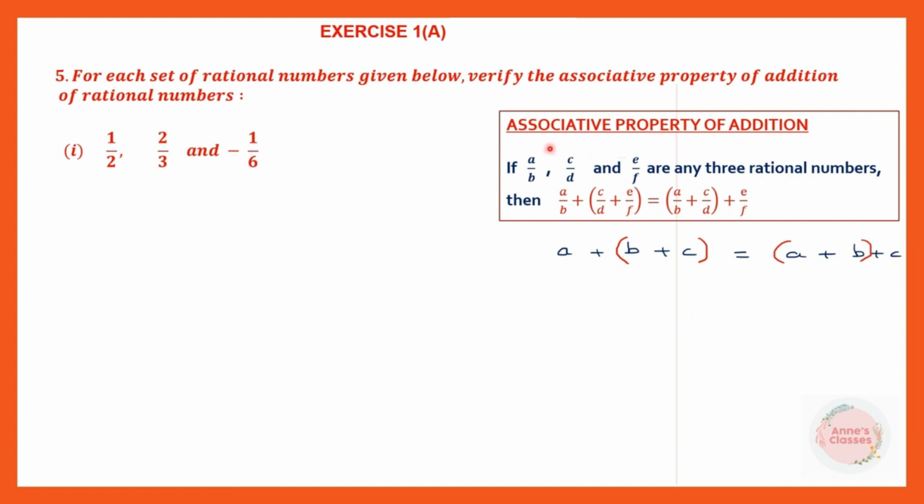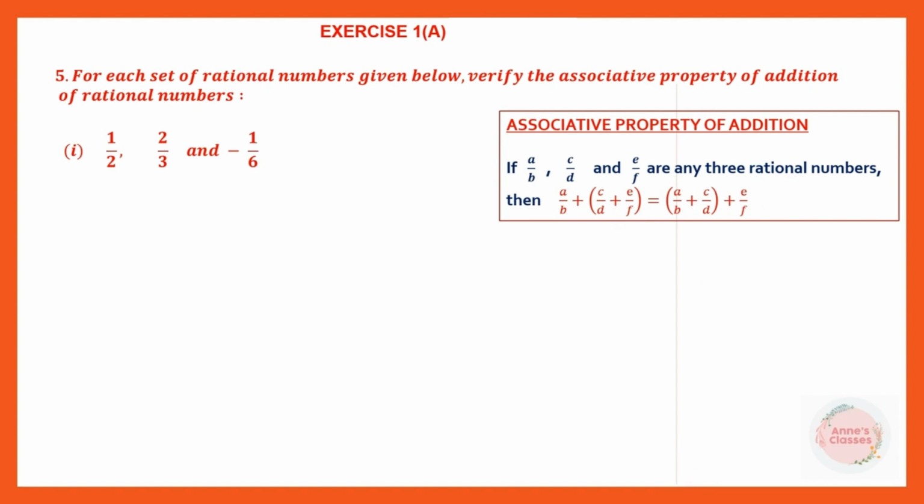And we have to verify this property in these sets of rational numbers that's given to us. This is the first set of rational numbers given to us. We are going to verify the associative property, so we're going to put it in this form, and then we're going to have a left hand side and a right hand side. And we're going to prove that even if you change the order of the groups, your answer is still going to be the same. So the first thing we're going to do is write these three rational numbers in this form.